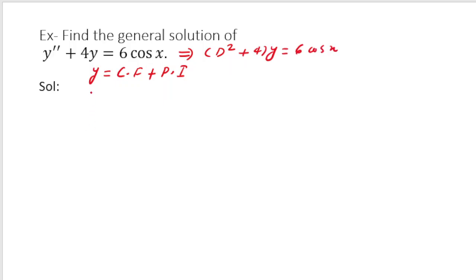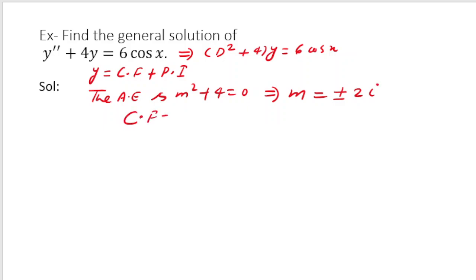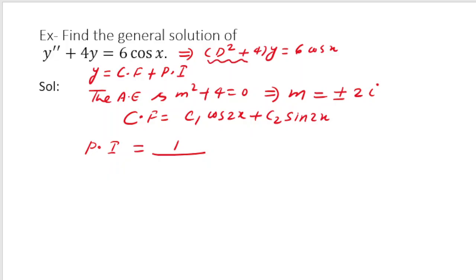So what is the auxiliary equation? The auxiliary equation is m square plus 4 is equal to 0. So this will give me an imaginary pair of roots, m is equal to plus minus 2i. So the complementary function part is equal to c1 cos 2x plus c2 sine 2x. Our aim is to find the PI, and from the next problem I won't be finding any CF. So what is PI? The inverse operator of D square plus 4, that is 1 by D square plus 4, and that we need to operate on cos x.